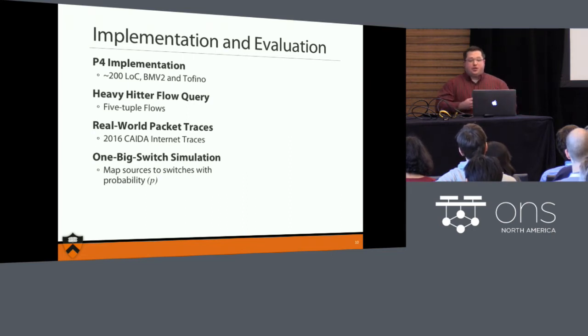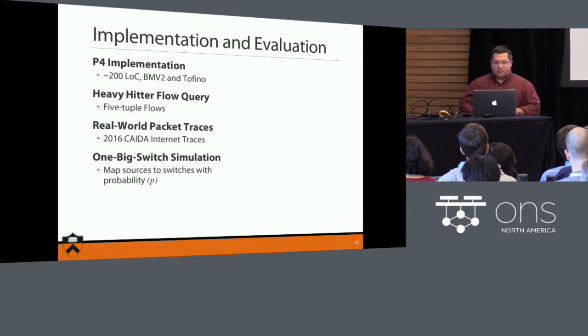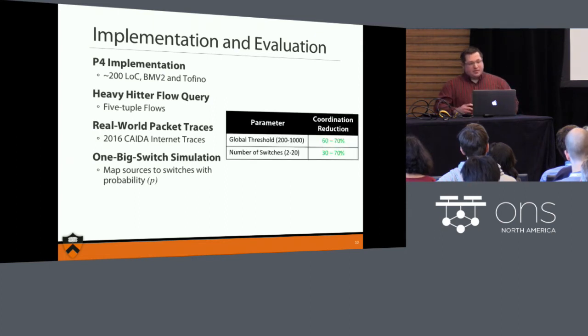We then calculate the coordination overhead in each experiment and compare to the CMY upper bound while varying a few key parameters. This table summarizes the results for two of these parameters. Regardless of the global threshold we chose, ranging from 200 to 1,000, we saw a 60 to 70% reduction in the communication coordination required to the coordinator.